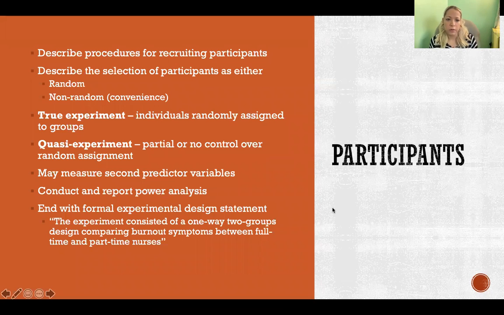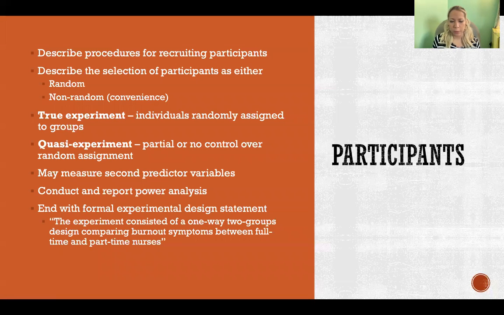So for your participants, you need to describe the procedures for how you're going to recruit participants. So how are you recruiting these participants? Where are you finding them? When you select participants, are you doing it in a random way or non-random? So depending on just who's available, who volunteers. So of course, random selection would be preferable, but that isn't always possible. Sometimes we have to select participants because they have volunteered or they're available. And in that case, that would be non-random.